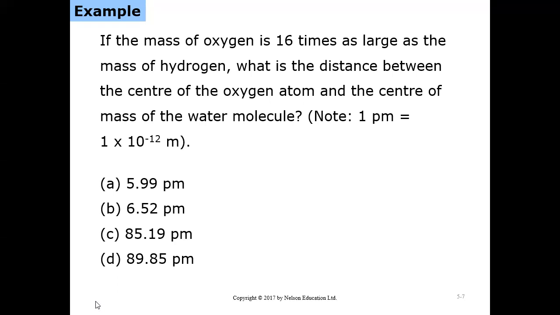Good. The mass of oxygen is 16 times as large as the mass of hydrogen. We are talking about a water molecule. You know what water molecule is made of? Two hydrogen, yeah, and H2O.